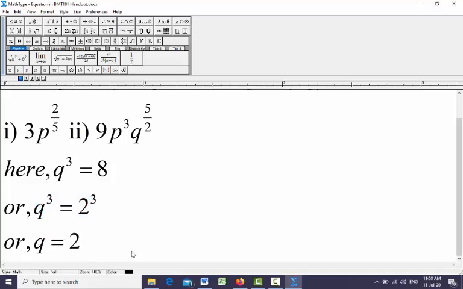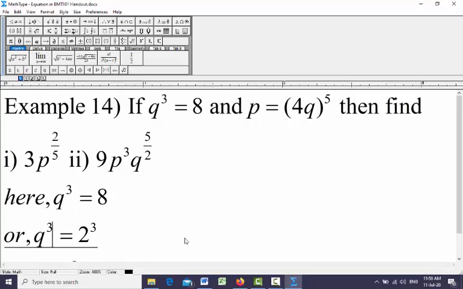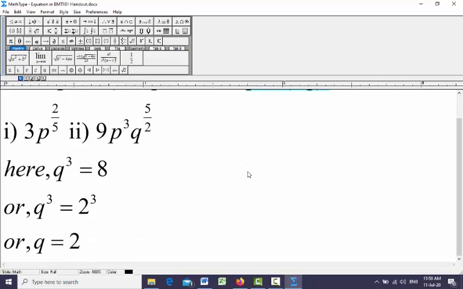I'm saying again, if you see that the power on the right hand side and the left hand side are the same, in that case the bases will be equal to each other. So Q is equal to 2. This is the value of Q, right? So now let us solve this one.